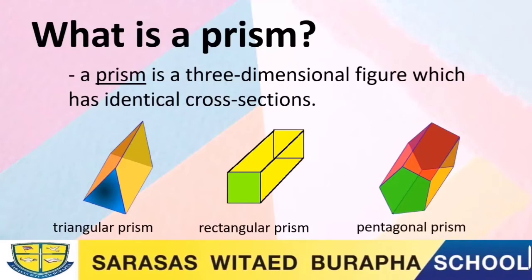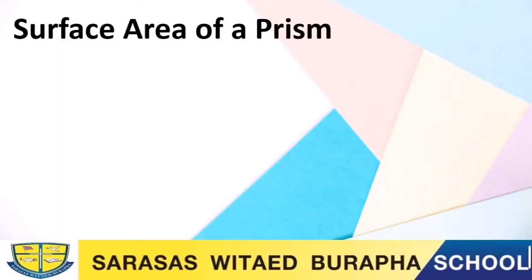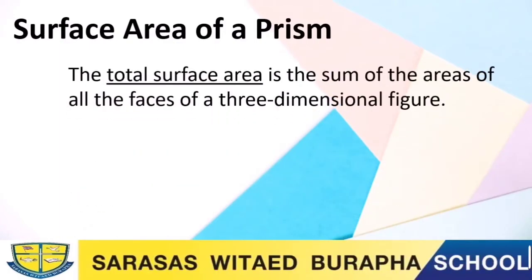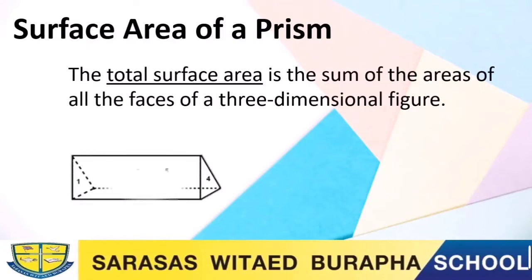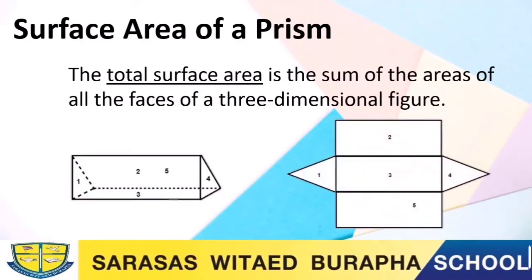Now let's learn about surface area of a prism. The total surface area is the sum of the areas of all the faces of a three-dimensional figure. The net of a triangular prism is made up of 3 rectangles and 2 triangles. The total face area of the prism is the sum of the areas of 3 rectangles and 2 triangles. To find the total surface area of a prism, we sum up the areas of all the figures from the net of the prism.